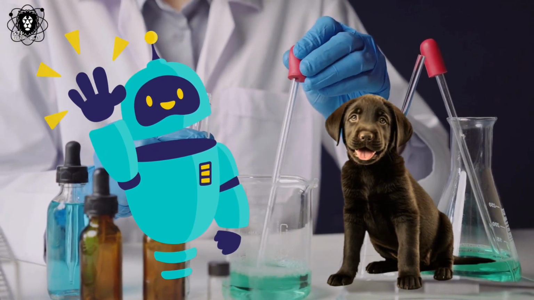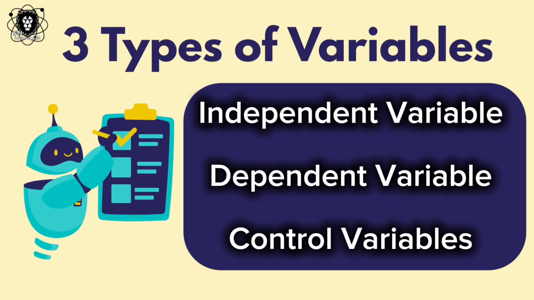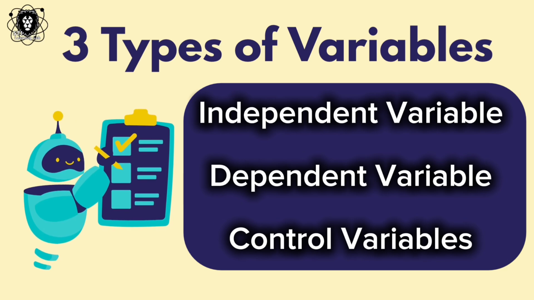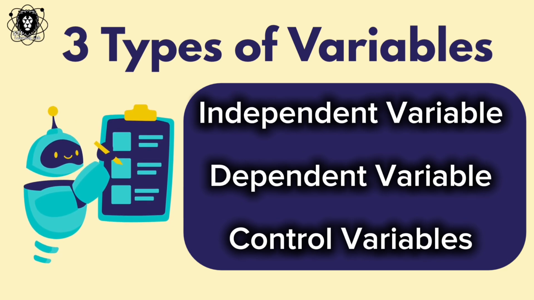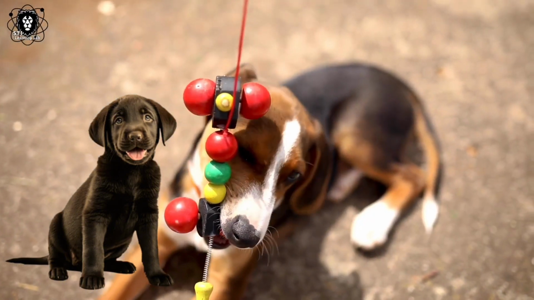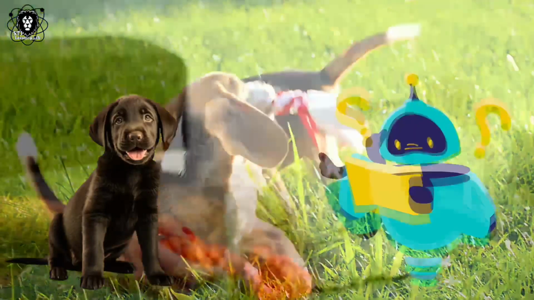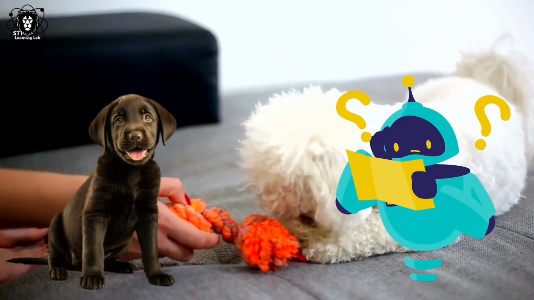To do that, we need to understand three types of variables: the independent variable, the dependent variable, and the control variables. Since I love toys, we'll design an experiment to see which toy keeps me busy the longest. Perfect, but before we start, let's figure out the variables.